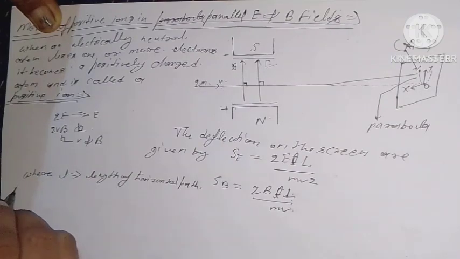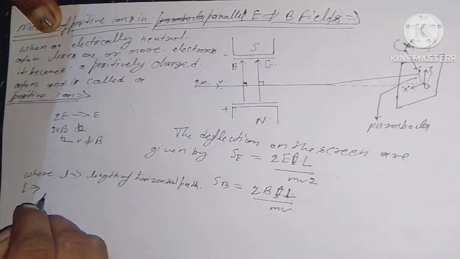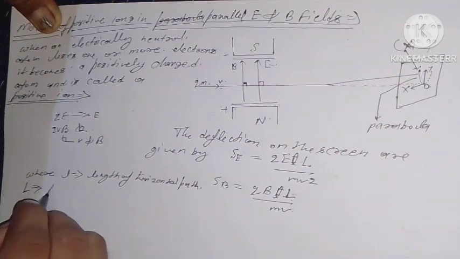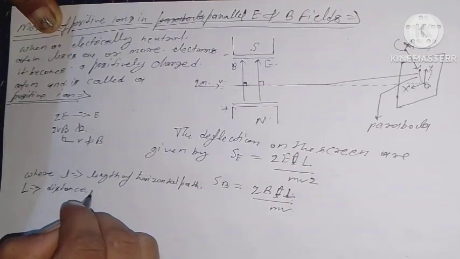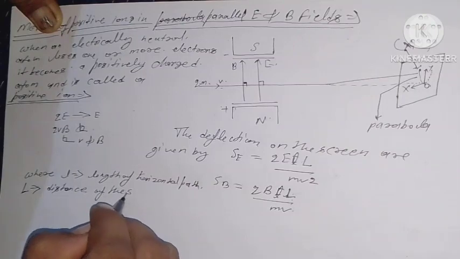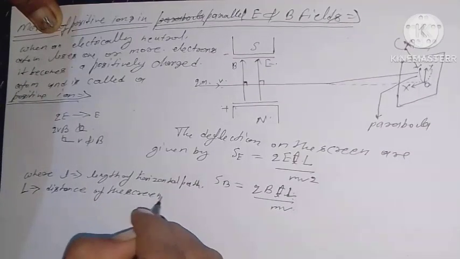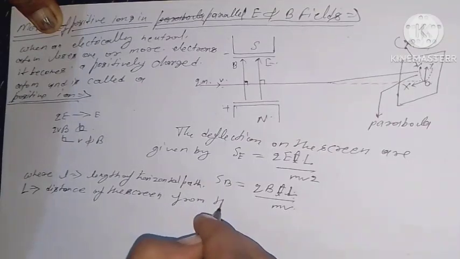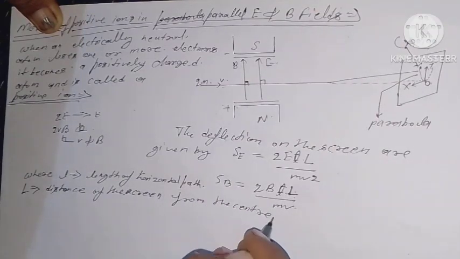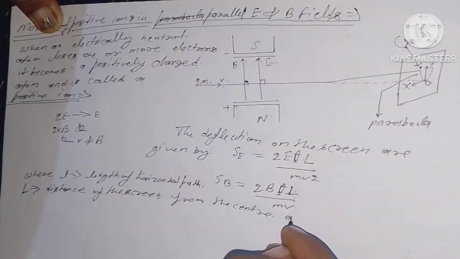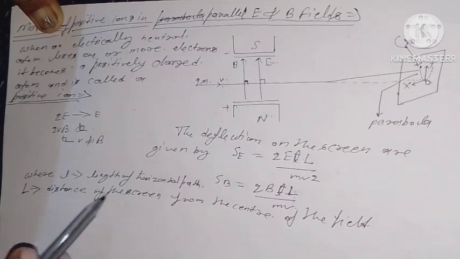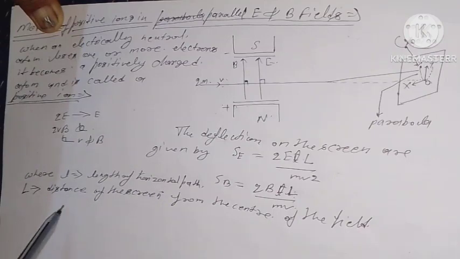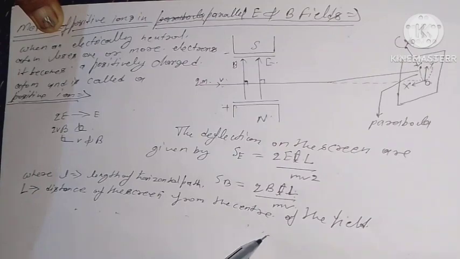and capital L is the distance of the screen from the center of the field. Okay, where small l is the length of the horizontal path and capital L is the distance of the screen from the center of the field.